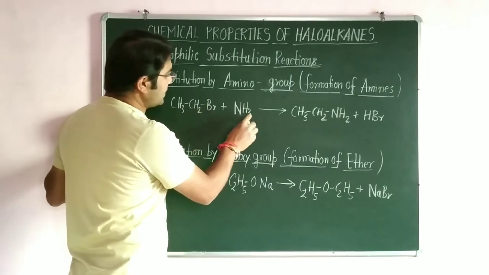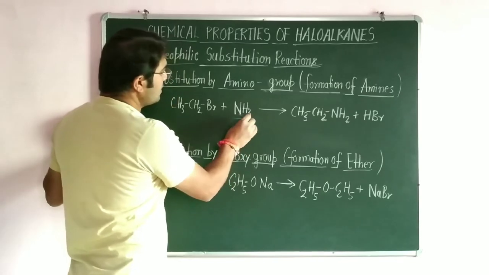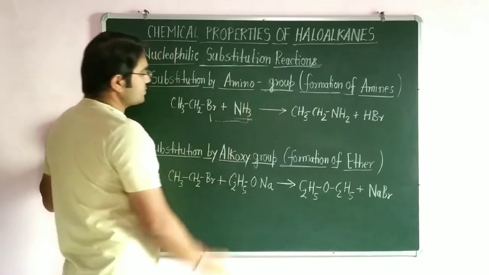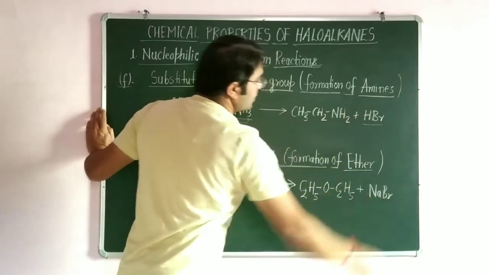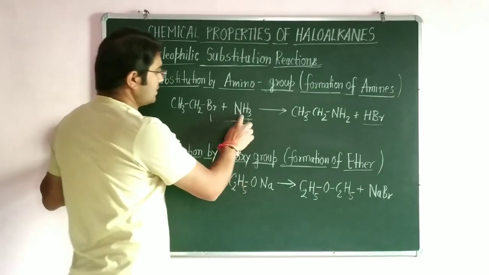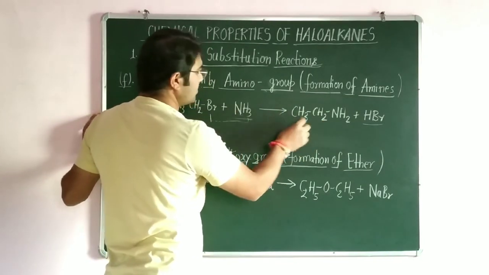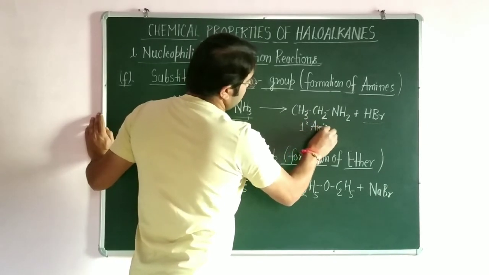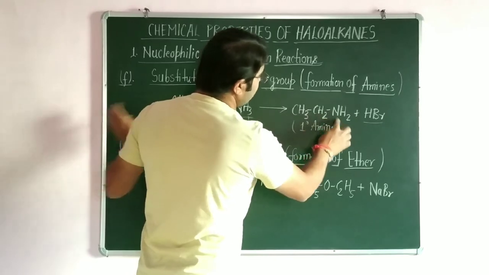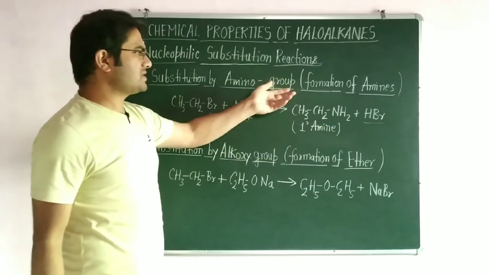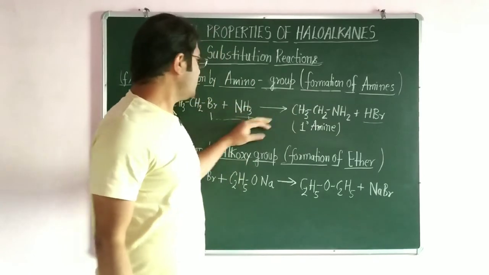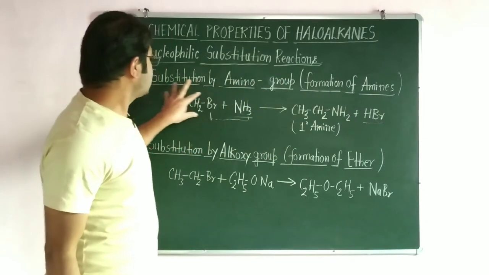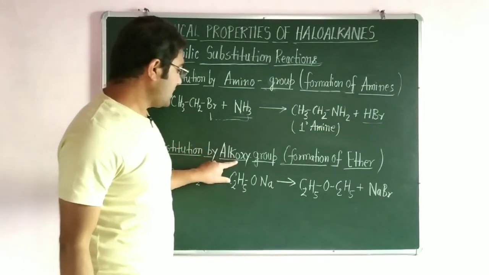CH3CH2Br haloalkane, when treated with ammonia, NH3, one of the hydrogens from this ammonia and Br is substituted from this and forms the byproduct HBr, and the remaining part NH2 is attached on the carbon part, so it forms CH3CH2NH2. This is known as primary amine, and the name of this compound is ethyl amine. Ethyl amine is formed. Similarly other members are also formed. It depends on the starting substrate.